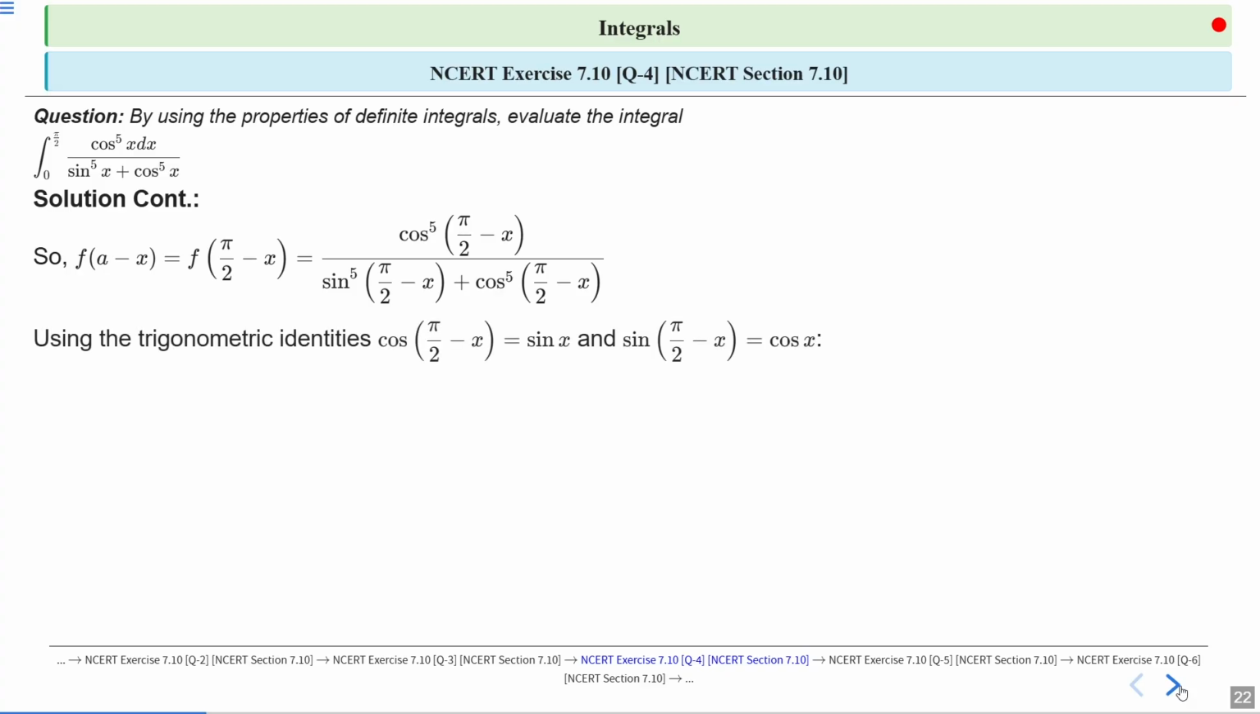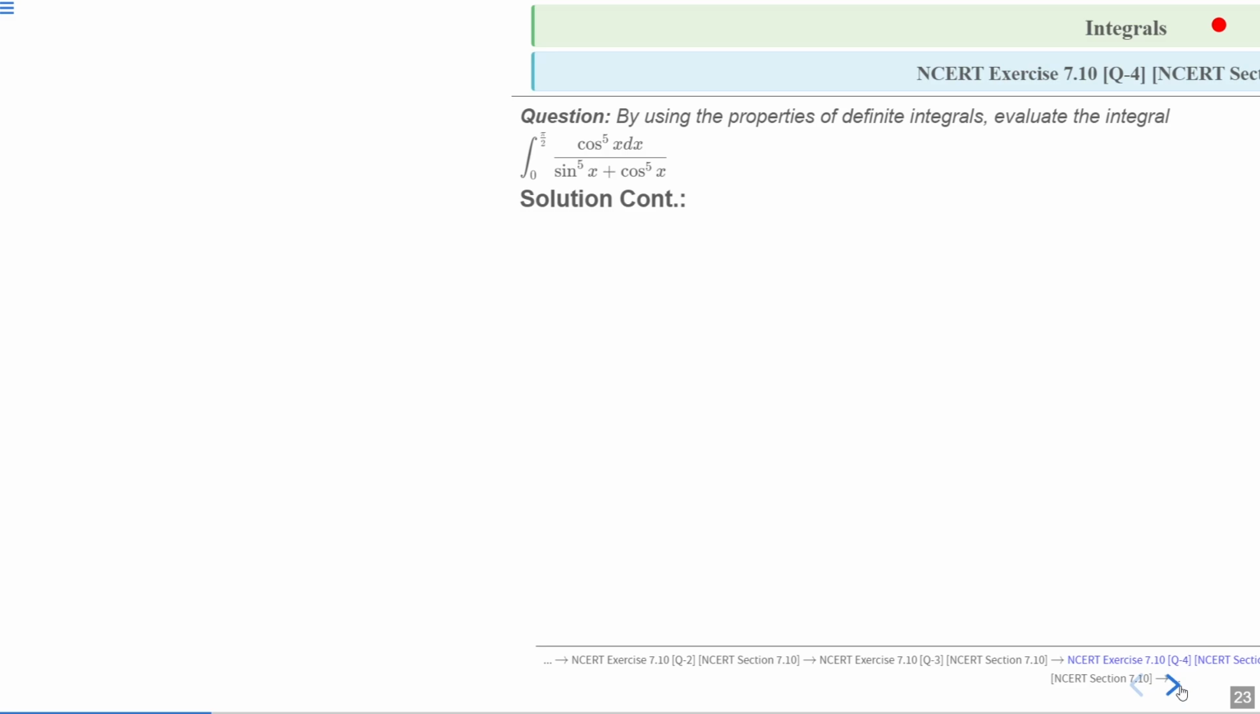And as we know, cos(pi by 2 minus x) is sin x and sin(pi by 2 minus x) is cos x. So I is equal to the integral from 0 to pi by 2 of sin^5 x by cos^5 x plus sin^5 x dx. And that is your equation number 2. So now we have two equations with I. Just in the similar way, we add equations 1 and 2.